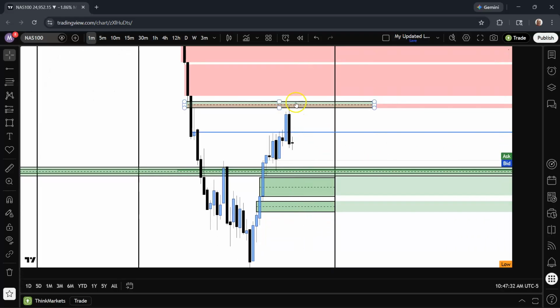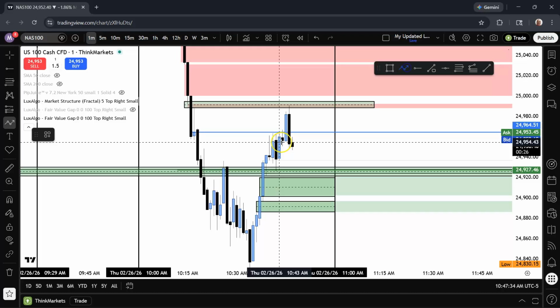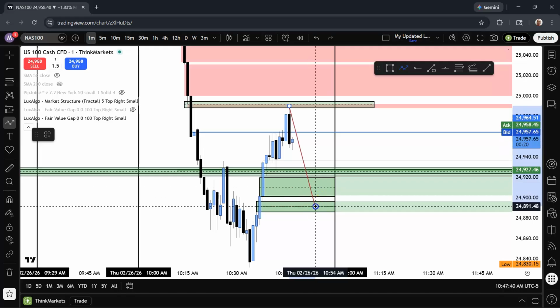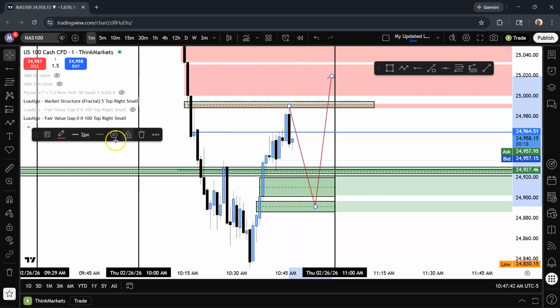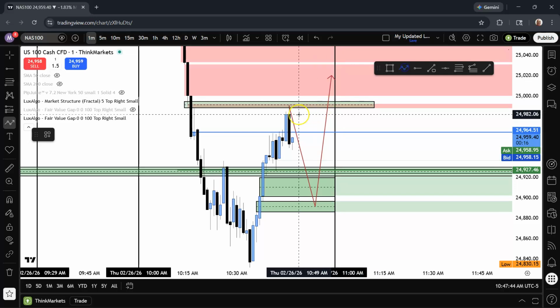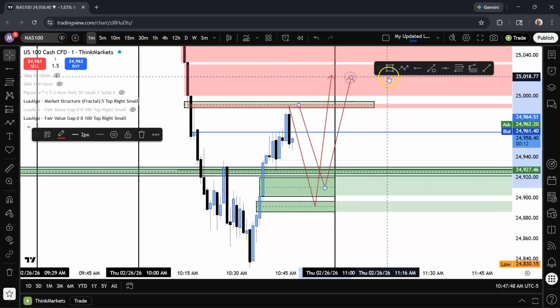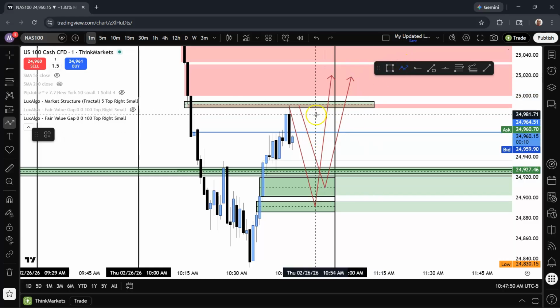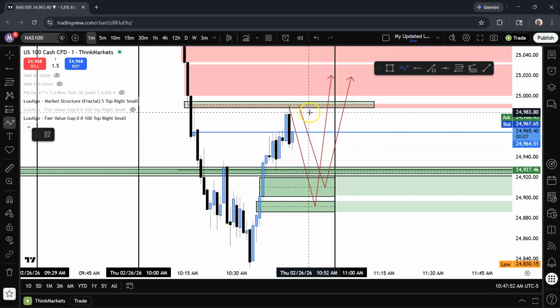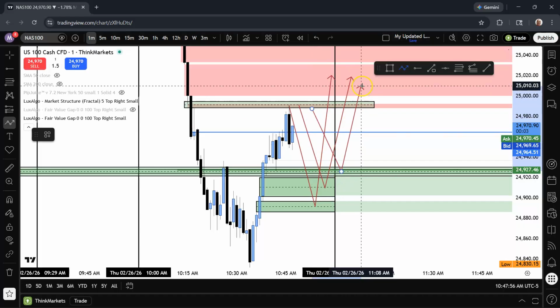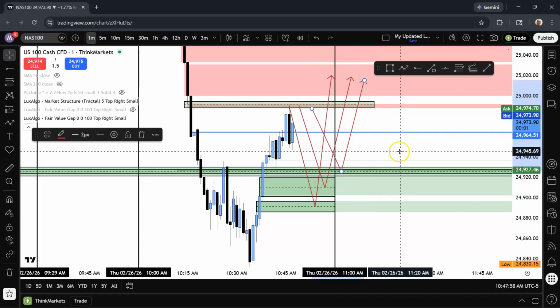Okay, so if the market comes back down, it's up here, right? If the market comes back down, there are 3 levels it can bounce off of. This one. This one. This one. Or it may not bounce off another one.